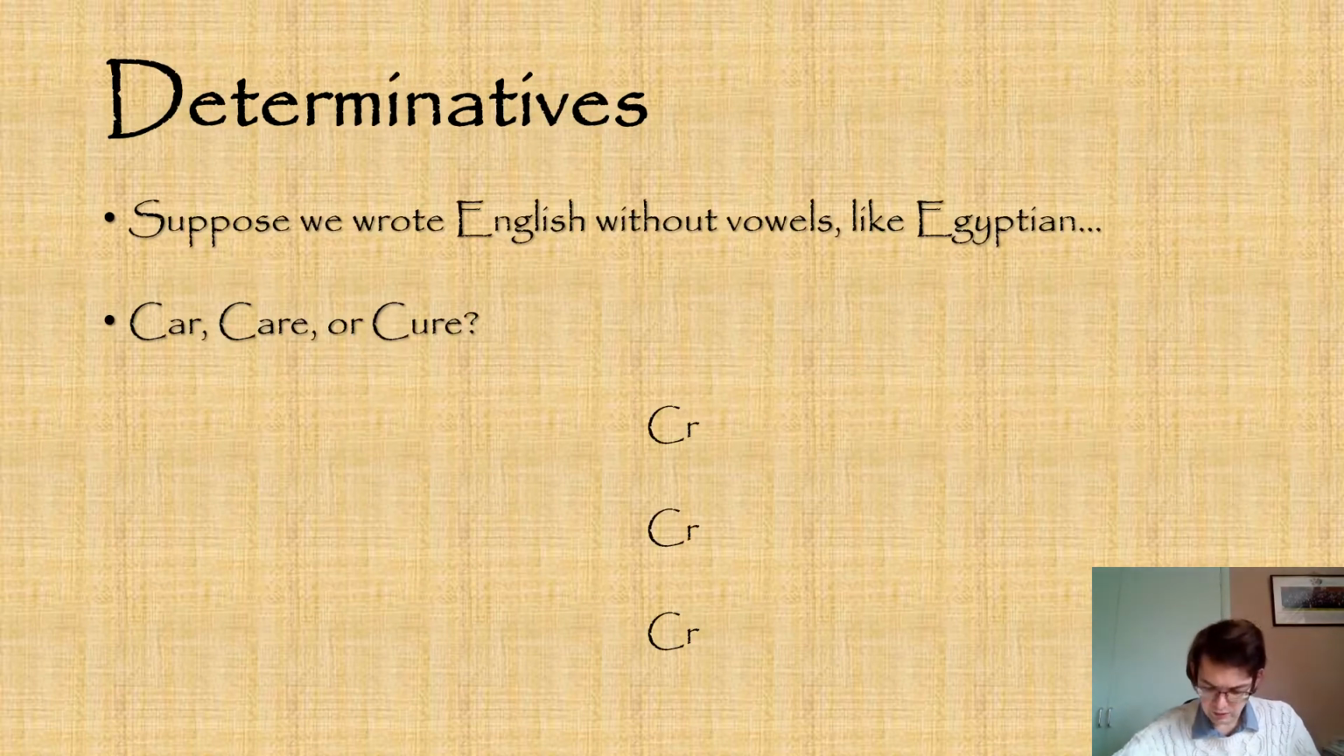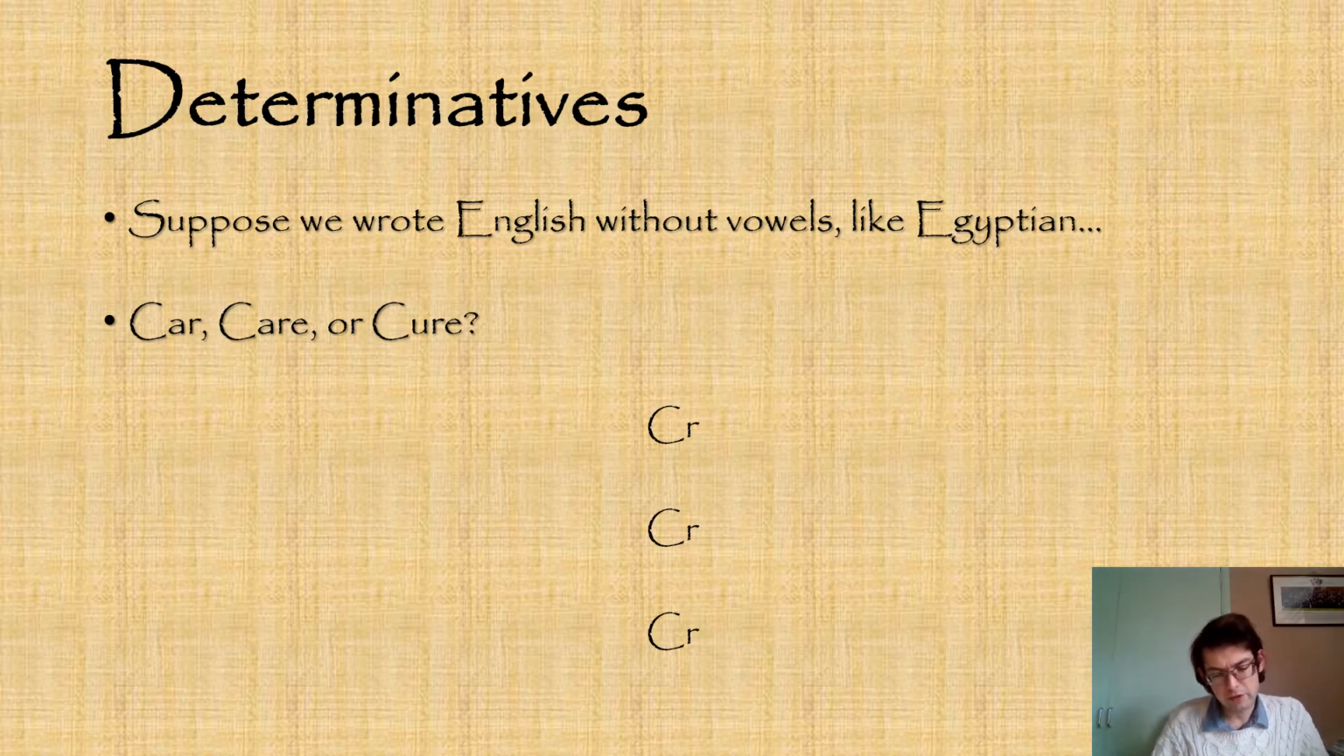Okay, that leaves us with just one more category of hieroglyph: determinatives. These work in a rather different way. To help us get our heads around them, let's go back to thinking in English for a moment. Suppose we wrote English without vowels, like we do Egyptian, and we wanted to differentiate between the 3 words car, care, and cure. If we write out all 3 of them without vowels, they look absolutely identical. We can't tell which is which. So what can we do, assuming we can't use vowels?